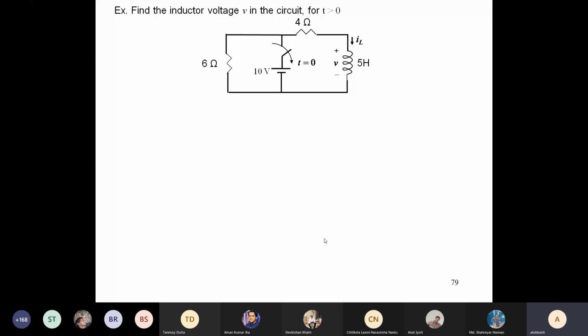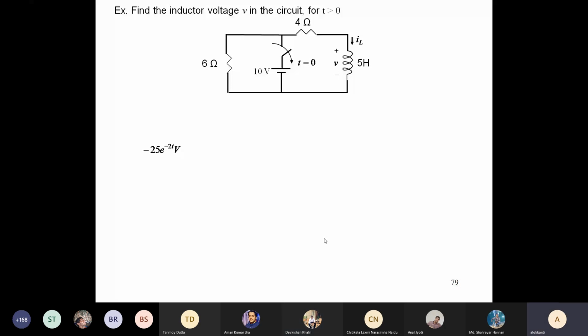Here you will find that this is V equal to minus 25 e to the power minus 2t. You note down the answer and solve on your own, for t less than 0 one type of circuit, for t greater than 0, and then choosing the polarity the way it has been shown. So the answer is expected with the polarity of the voltage that is shown, and with the direction of the current also shown.